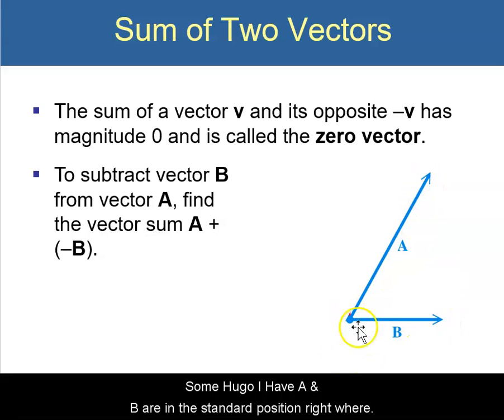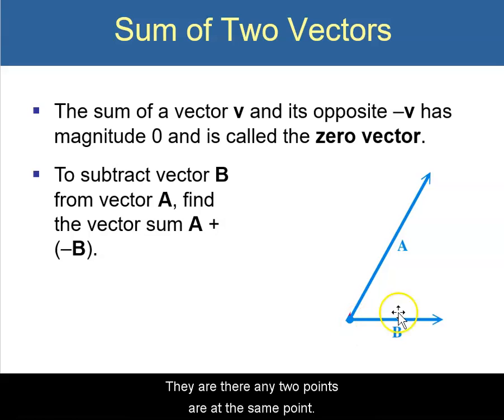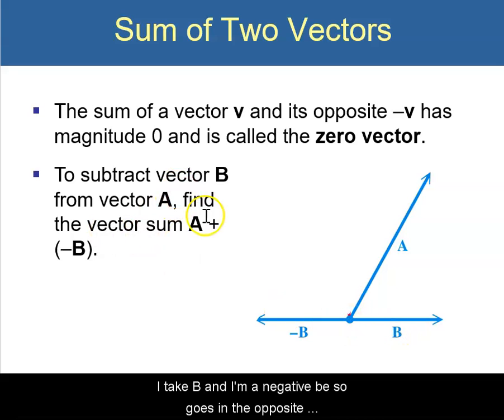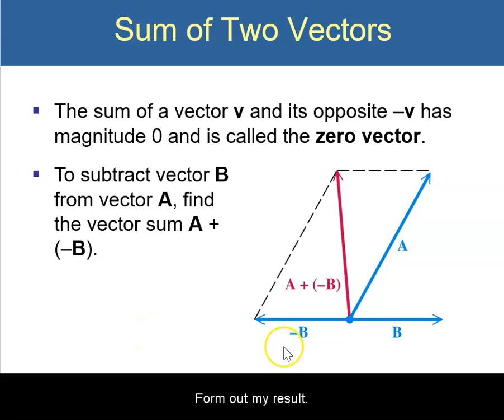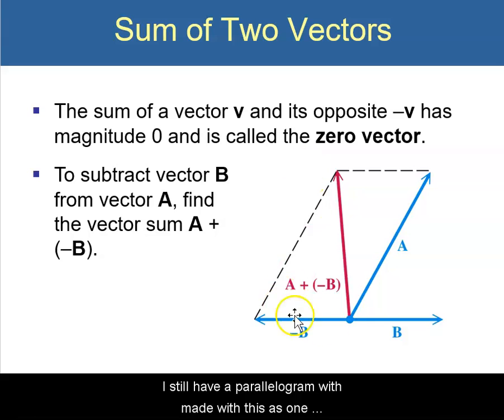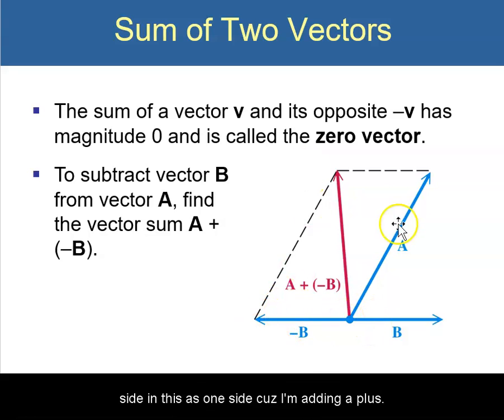I have a and b. So again, they're in the standard position, right, where their initial points are at the same point. Okay, I take b and I make negative b, so it goes in the opposite direction. Okay, and then now I would create the parallelogram here to form out my resultant. Okay, so I still have my parallelogram, but it's made with this as one side and this as one side because I'm adding a plus negative b.